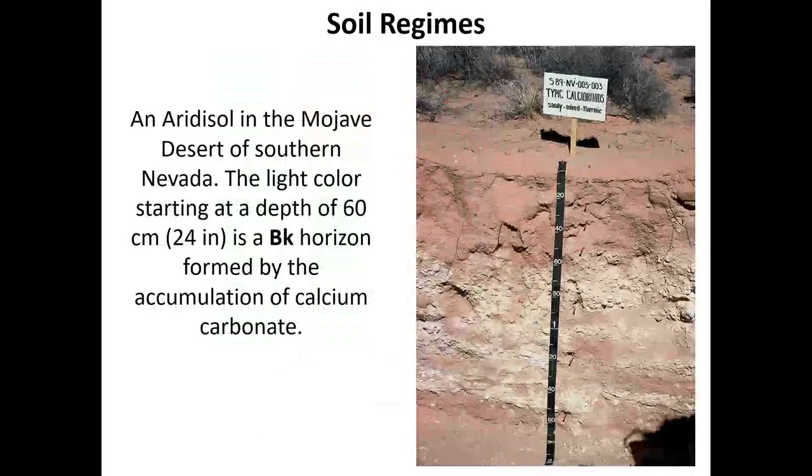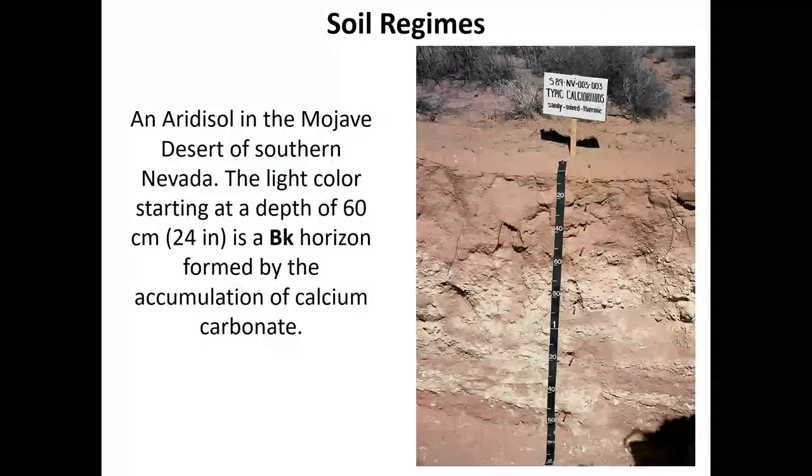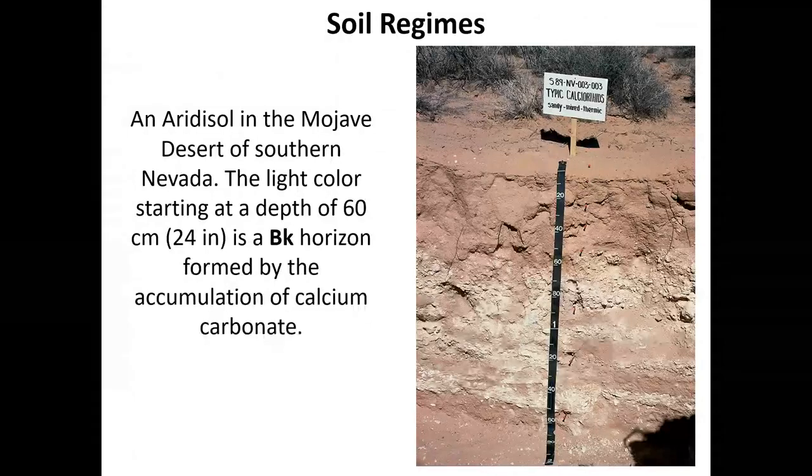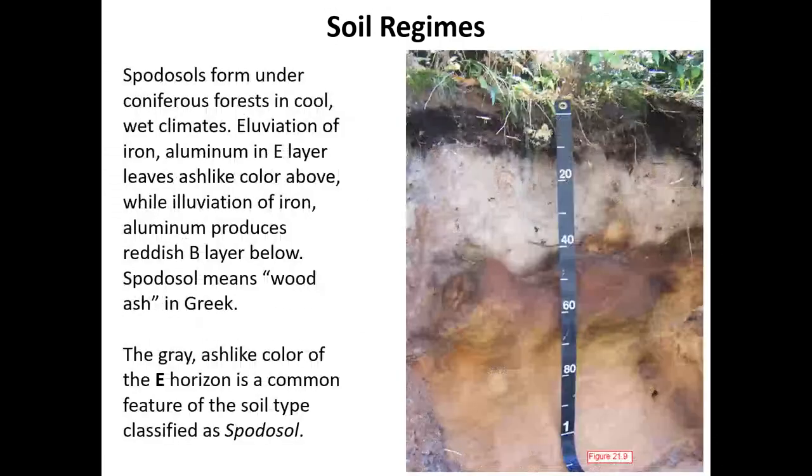So soil regimes, these are the different classifications of types of soil you see. One is aridisol, and as the name implies, arid, these are soil profiles or soil types that are common in desert areas. This is, let's see, light color starts at a depth of about 60 centimeters. That's the BK horizon. So as you go down, there are different layers or horizons of dirt. So one type of soil is the aridisol soil type.